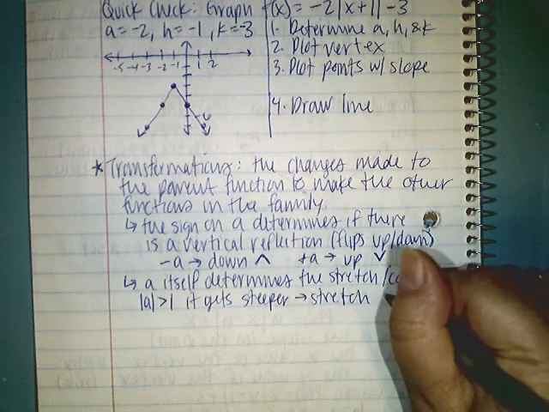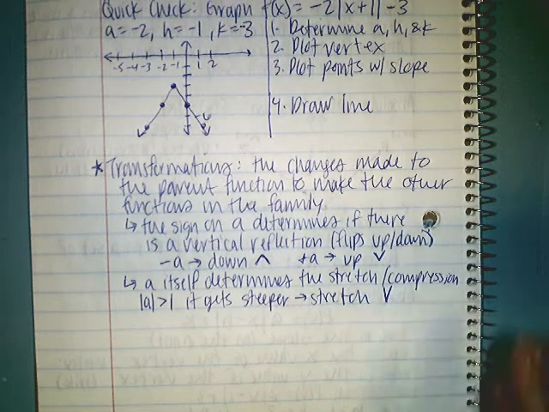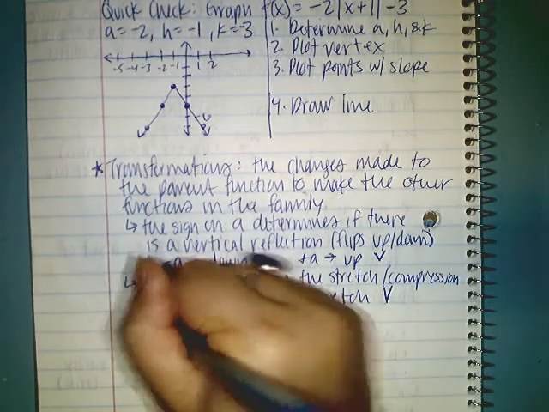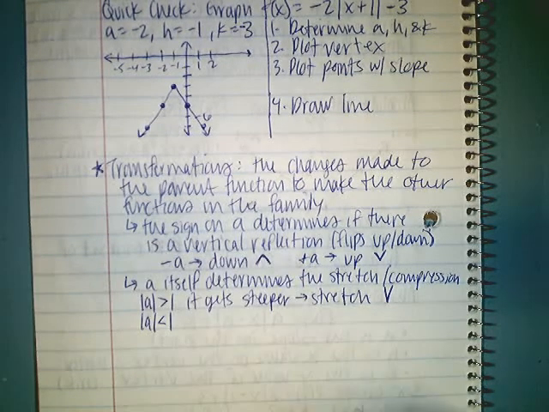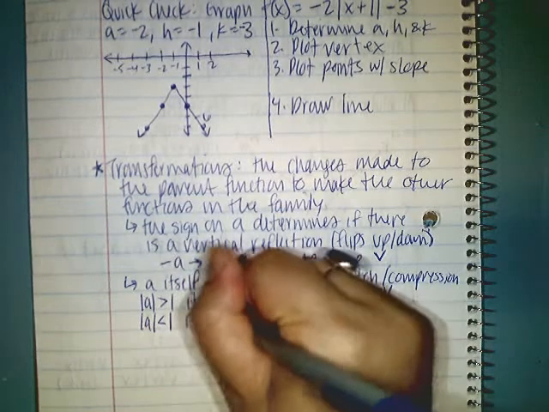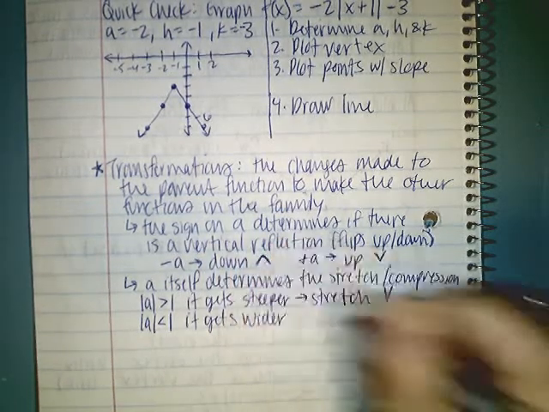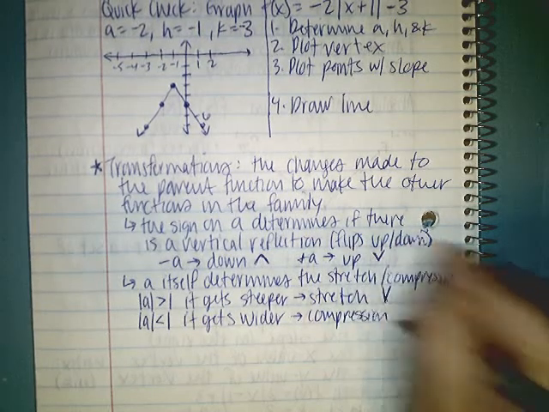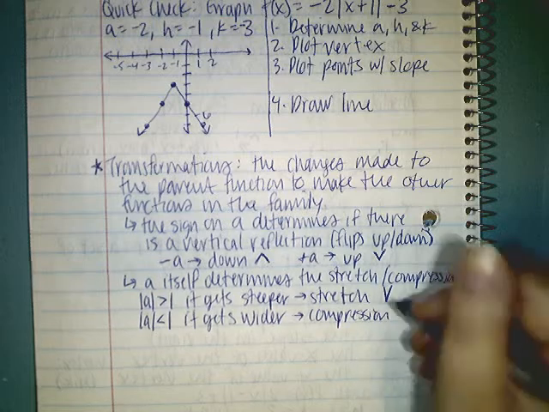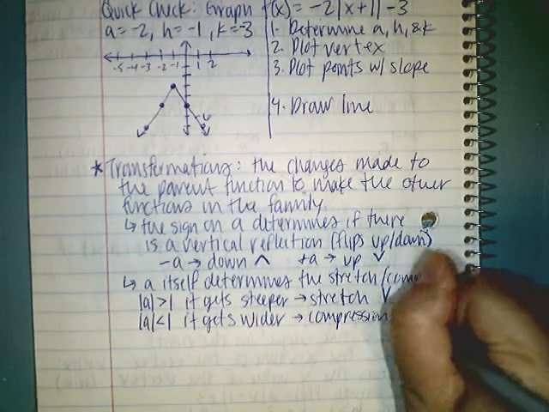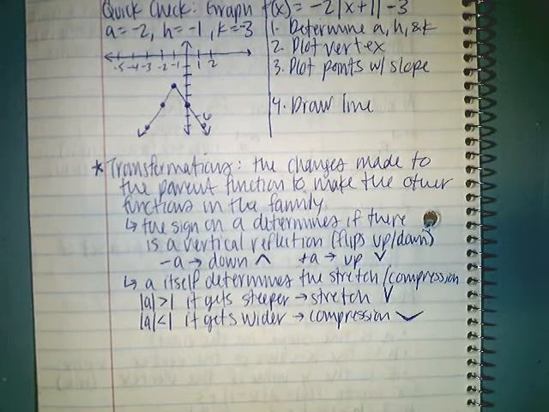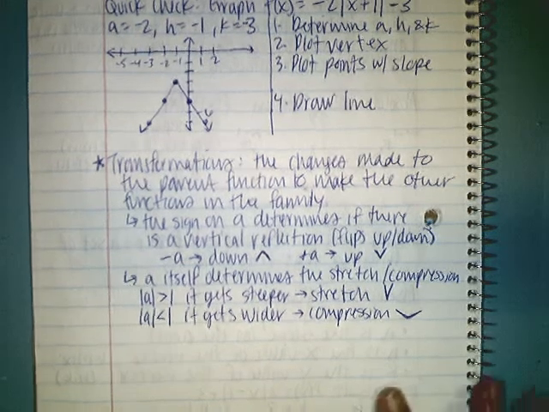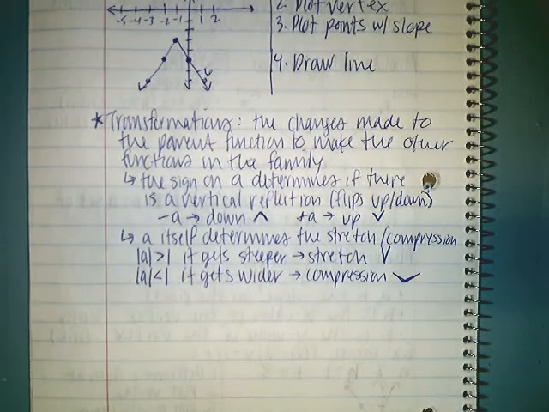It's a stretch, so it might look like a tighter shape than it would if the absolute value of A was less than 1. So if the absolute value of A is less than 1, it gets wider, which means it's a compression. So it sort of flattens out. If you think about the word compress, it flattens. So it might look more like that in terms of our absolute value function. But again, this works for all functions, not just for absolute value functions.